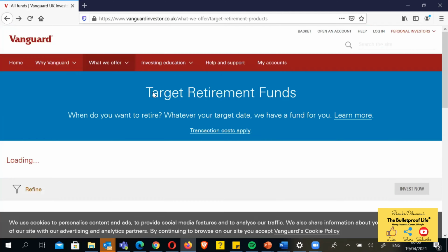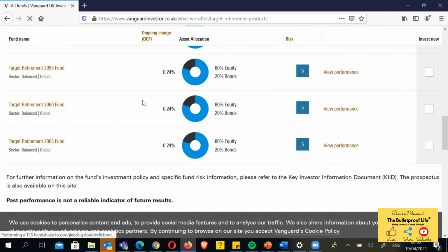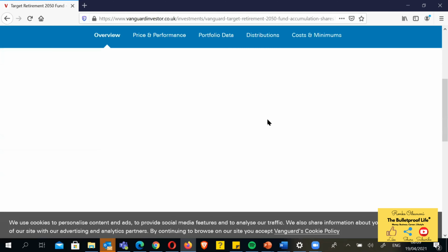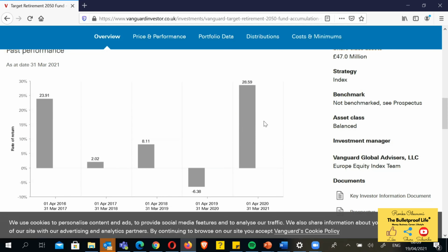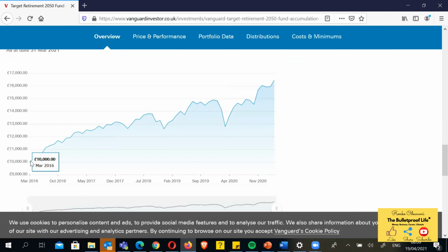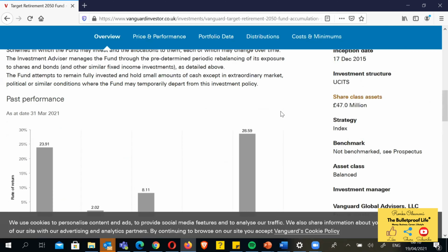But if we go back to something that's more aggressive, I'm going to go with the 2050 fund. Yes, it's a more aggressive fund, and you will see that it's 28.59. And if you'd put in 10,000 in 2016, you would have 16,452 now. So it's done better than the 2035 fund I opened up earlier.